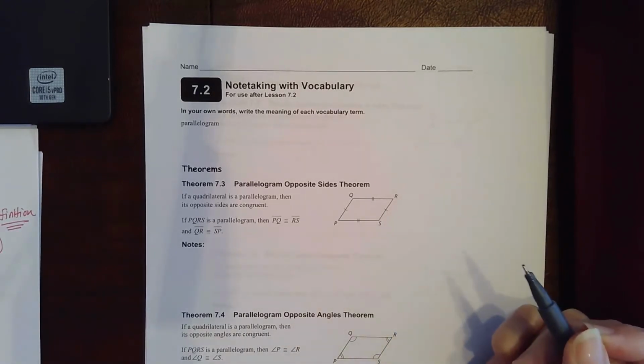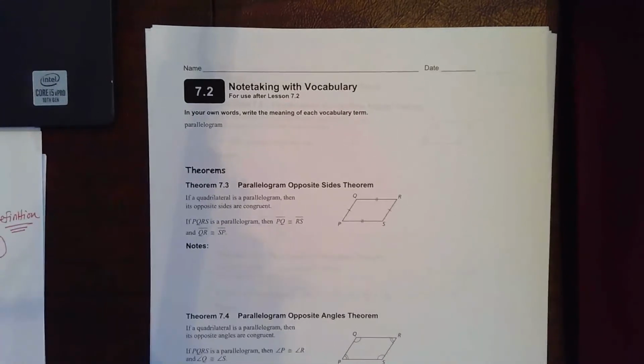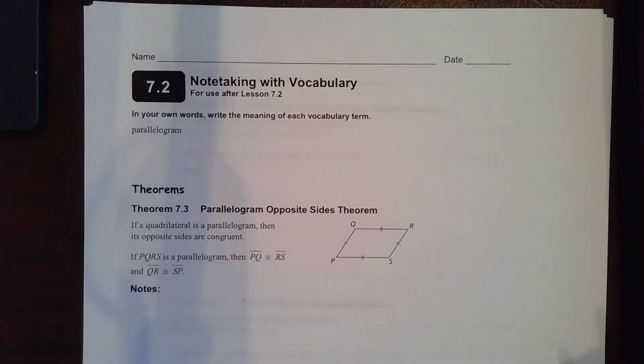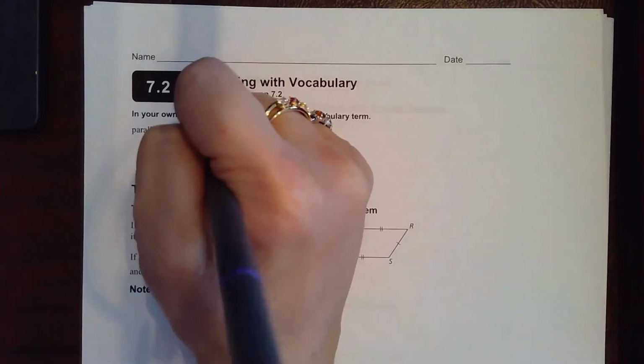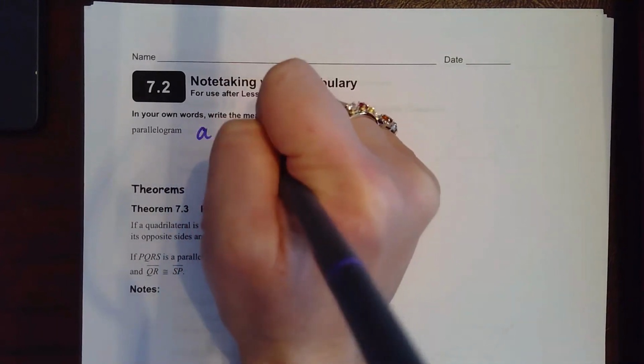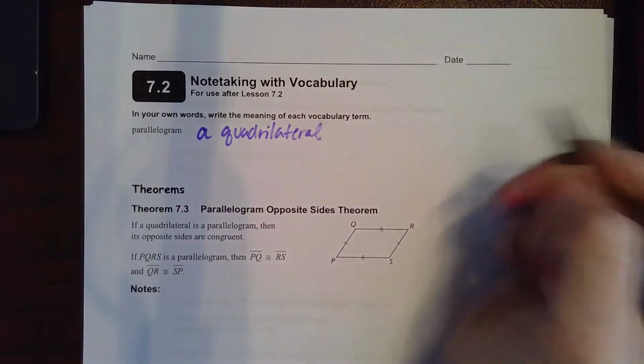All right, so we're going to chat a little bit about, there's a lot of vocab and properties that we're going to talk about today. So what we're going to talk about are parallelograms. First and foremost, we need to know what a parallelogram is. It is a quadrilateral. Remember, a quadrilateral is just a four-sided figure.